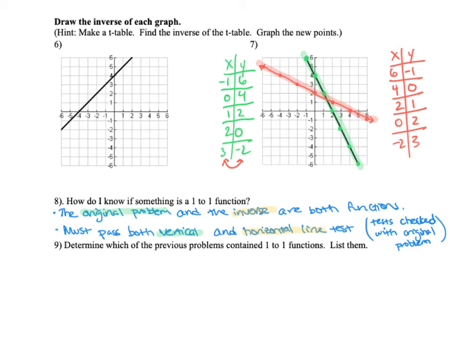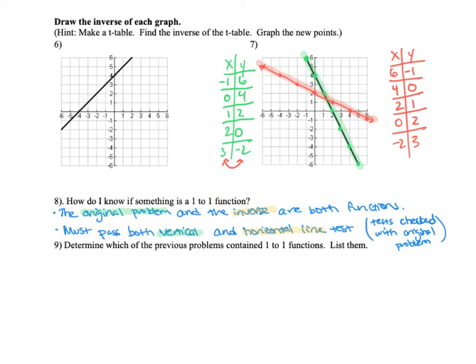If we were to take, I don't really have a horizontal lightsaber, so I'm just going to use my laser pointer. So for this, just the green line, if we were to do a vertical line test here, that's a function. Now if we do the horizontal line test, that's also a function. So this means that problem 7 is one-to-one.